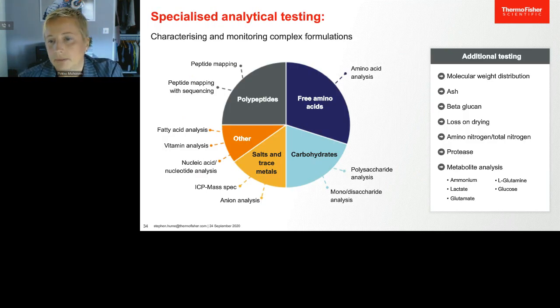Because of the diversity of the peptones, we have specialized analytical testing capabilities so that we can characterize and monitor complex formulations. On this pie graph, you can see the different analytics we can perform, in addition to the molecular weight distribution, metabolic analysis, nitrogen analysis, and so on. Some of the microbes may have very specific needs in terms of nutrition composition, and this extensive analytical testing can help you to understand the impact of different peptones and optimize the key drivers in your process.